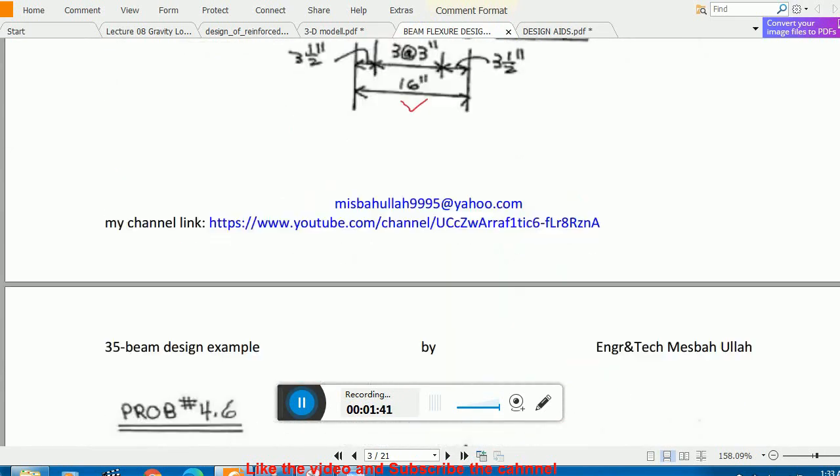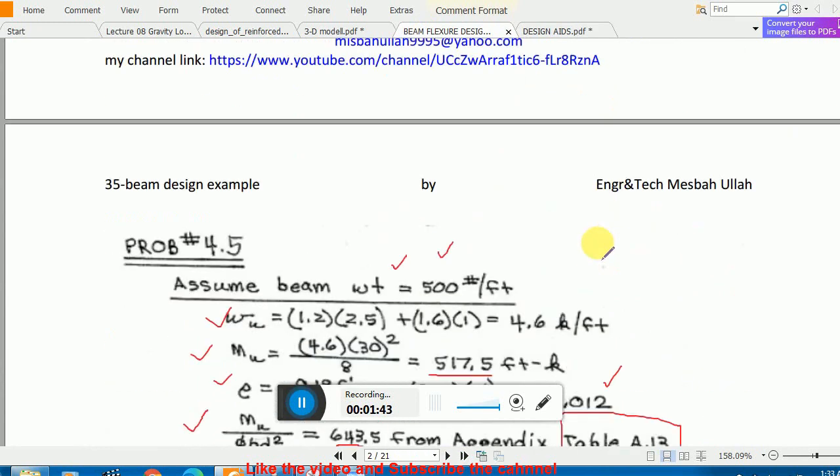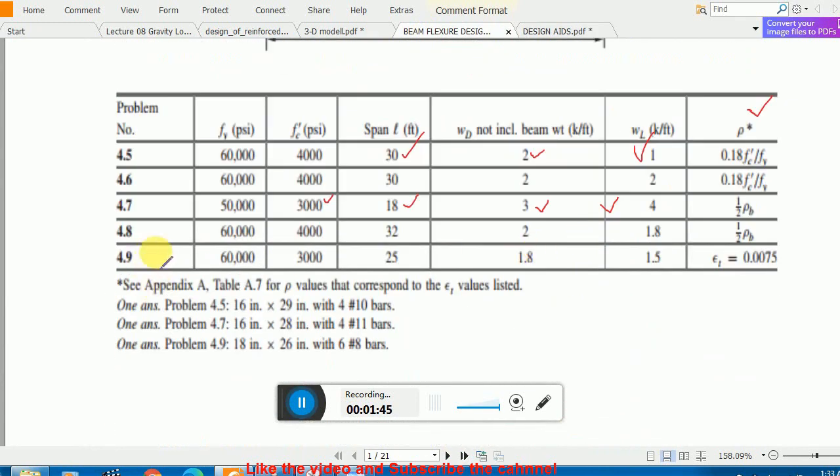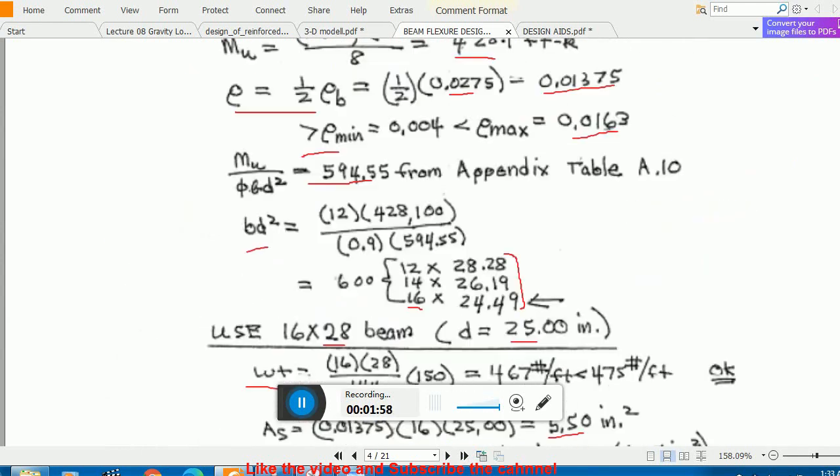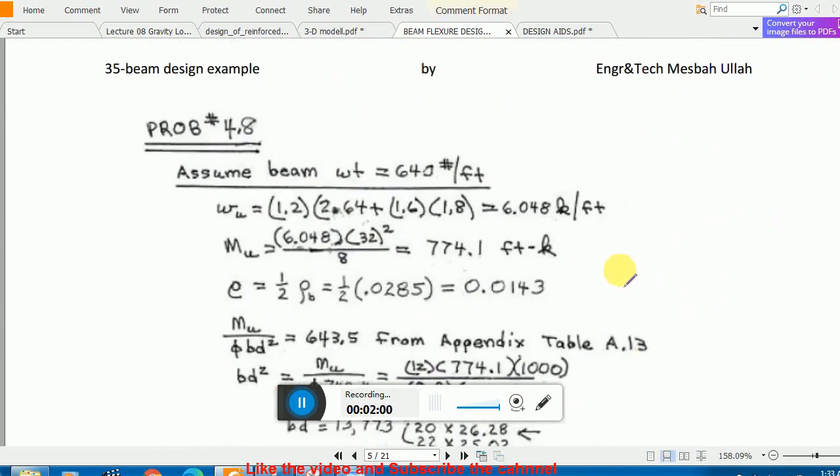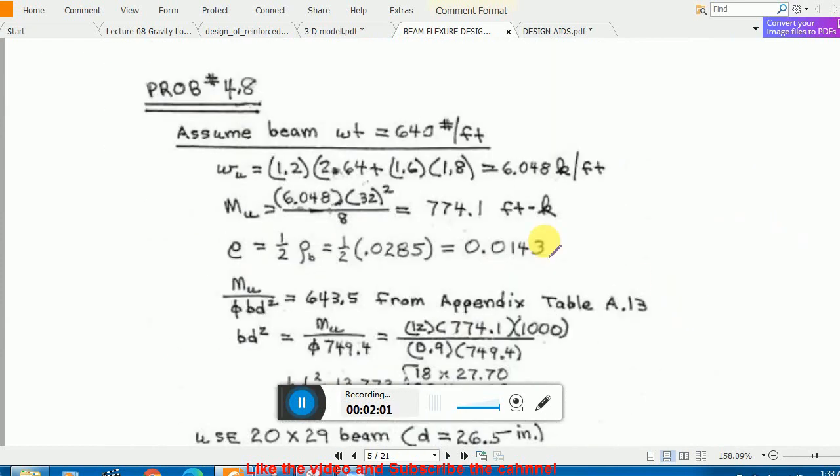Basically here what we have are conditions. Okay, let me show you the conditions. 4.8, this one 60,000, 4,000, 32 feet. So the length is increased, just the length is increased, load is a little bit increased, and the ratio of steel is this one, okay. So let us see how it affects, okay.